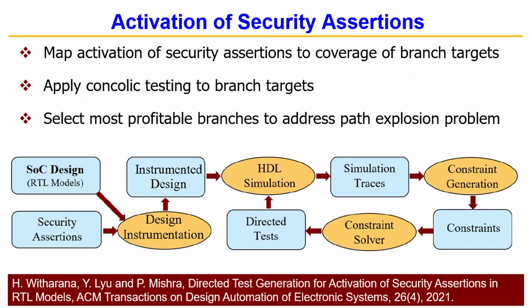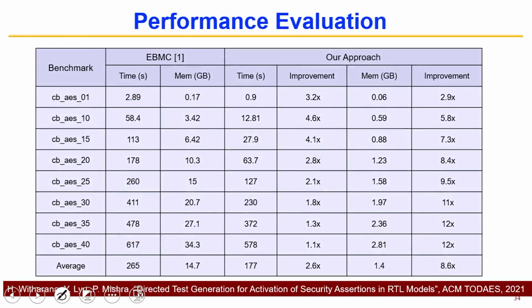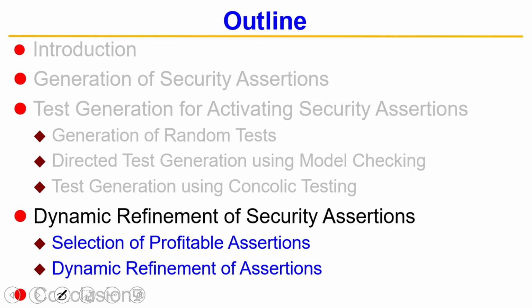Now, most of the time people ask me this question, so let me just talk about it. Scalability wise, if you use any kind of existing model checker, one of the popular ones is EBMC, versus you do the concolic. Concolic is a lot more linear, and the model checker is kind of exponential. So, this is the AES design unrolled for different kinds of depth. Let me skip all of that.